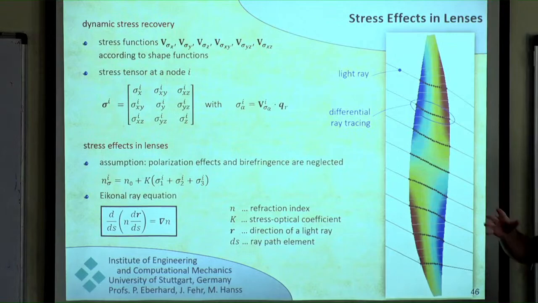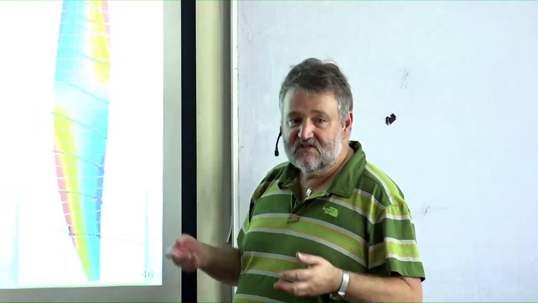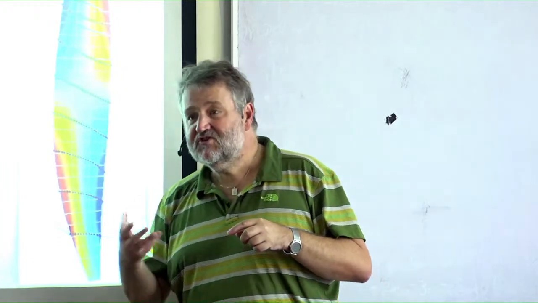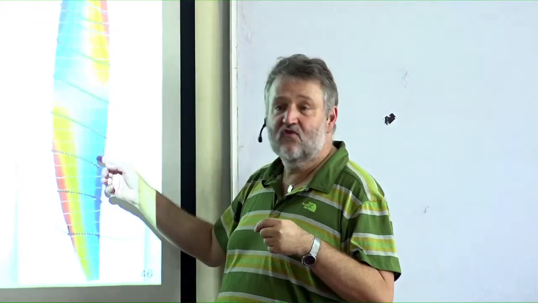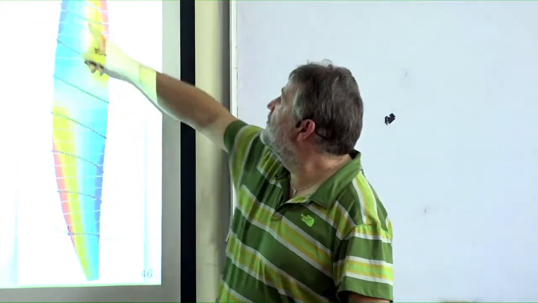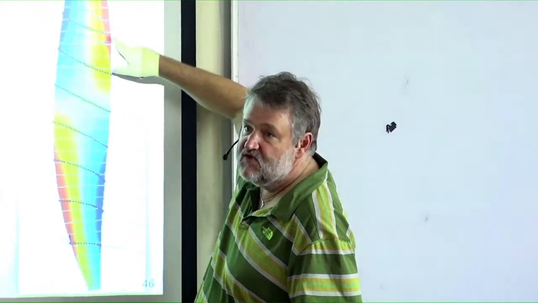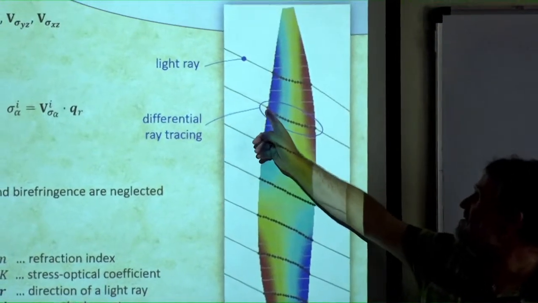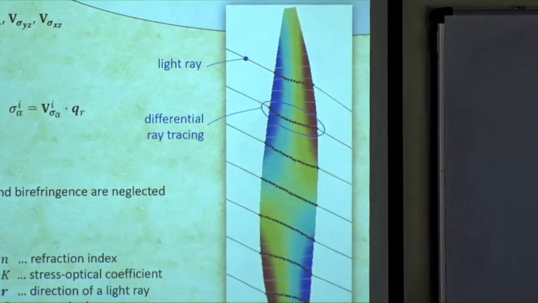But even worse, if you deform a lens, then the stresses in the lens are different at certain positions. If the stresses in the lens are different, then the optical properties are changing, because the refraction index depends on the stress level. If the refraction index is changing from point to point, then the light rays do not pass as a straight line anymore. So for example, here it goes here and then it's bending up, so no straight lines anymore. And so therefore you have to do differential ray tracing. So follow it step by step by step. A much more complicated thing described by differential equations.